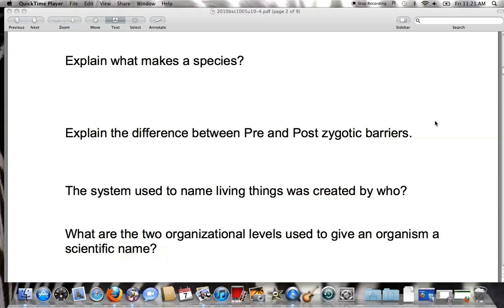Okay? So this is how species are identified and the differences between the pre- and post-zygotic barriers.